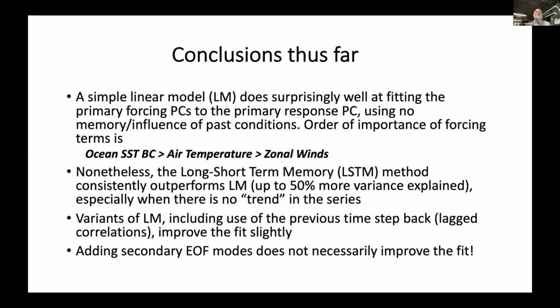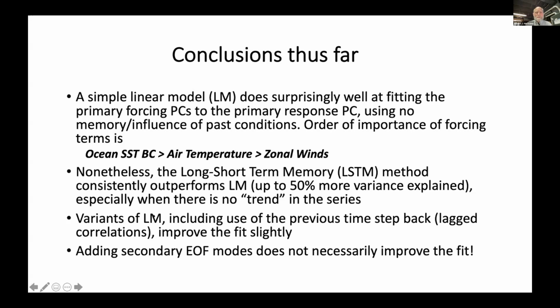So our conclusions thus far: a simple linear model does surprisingly well at fitting the primary forcing PCs to their primary response PC, using no memory or influence of past conditions. And as stated, the ocean boundary condition on the southeastern boundary had an especially strong influence, followed by air temperature, followed by zonal winds. Although the linear model did very well, the LSTM method did even better, up to 50% more of the variance explained, especially when there was no trend in the series, as there is under SSP126.